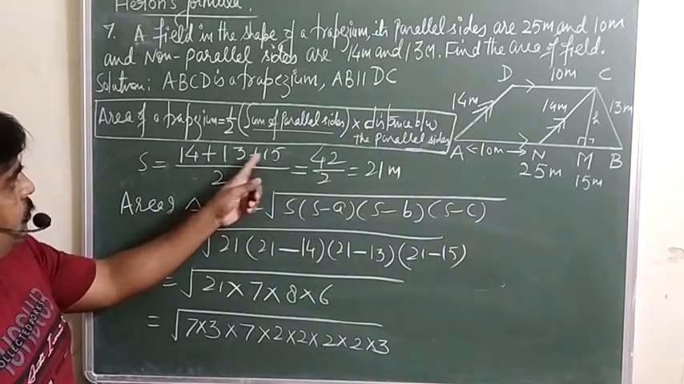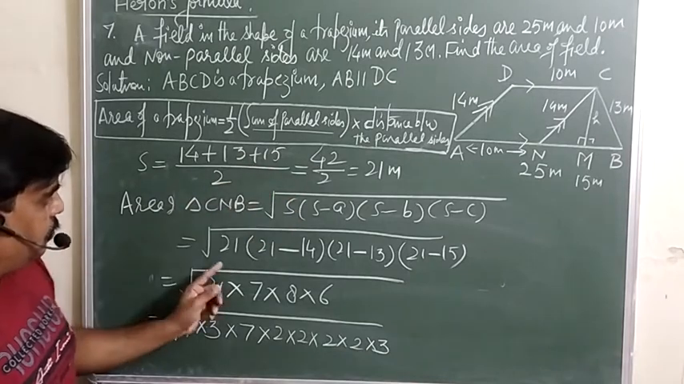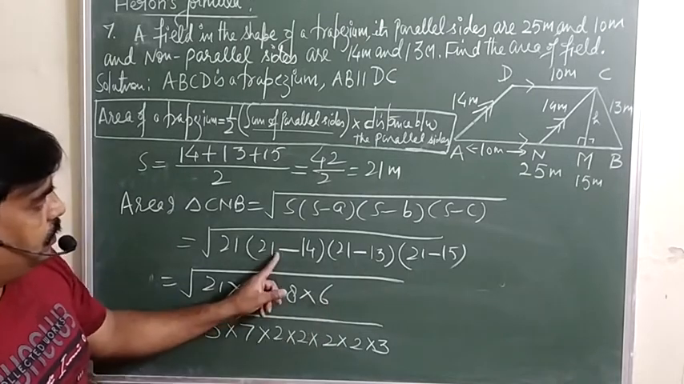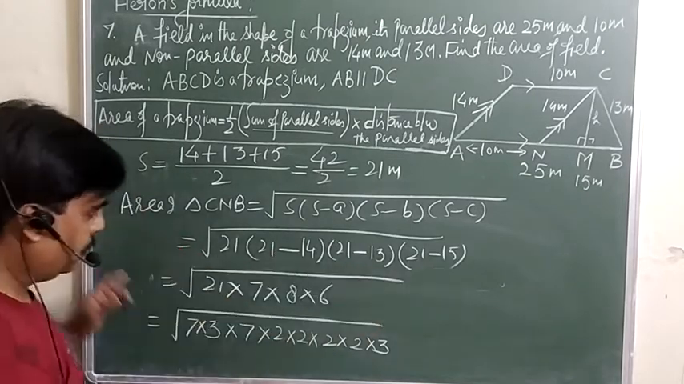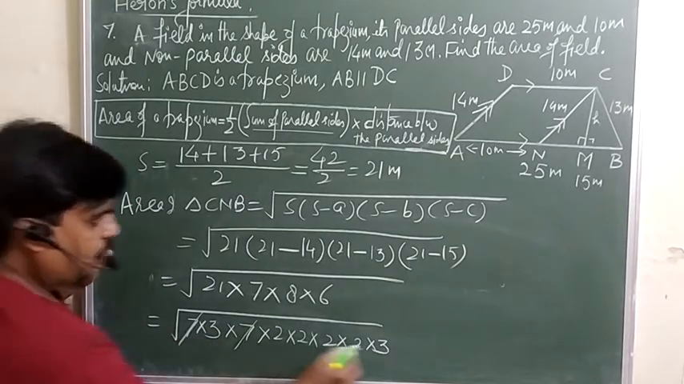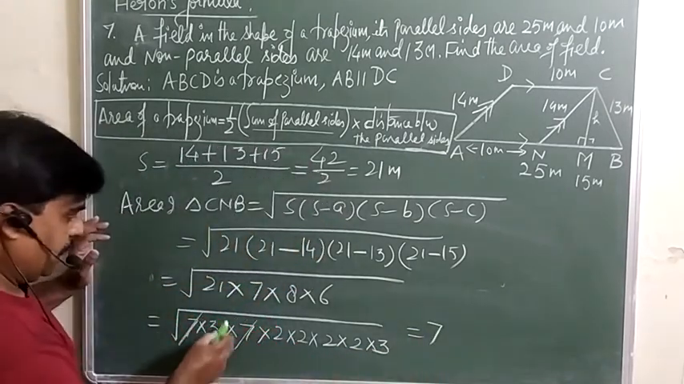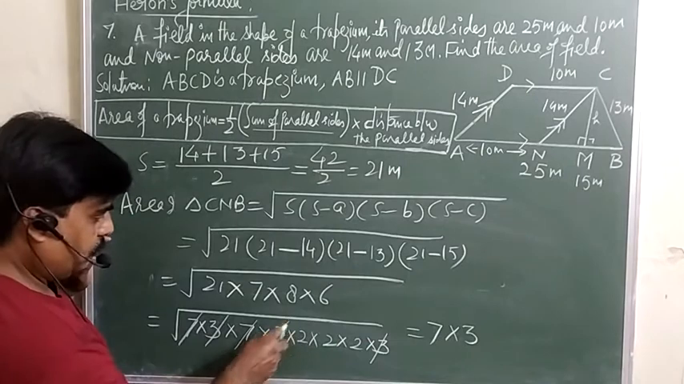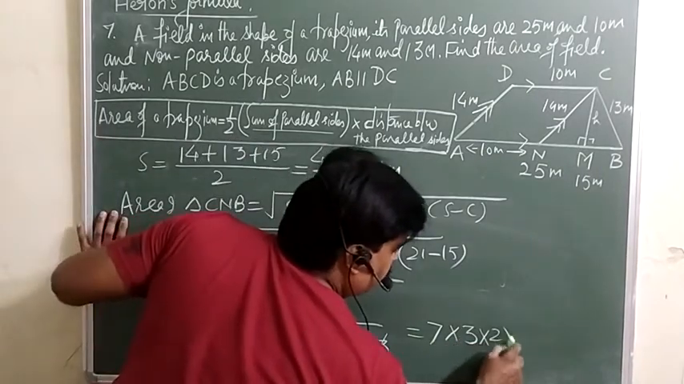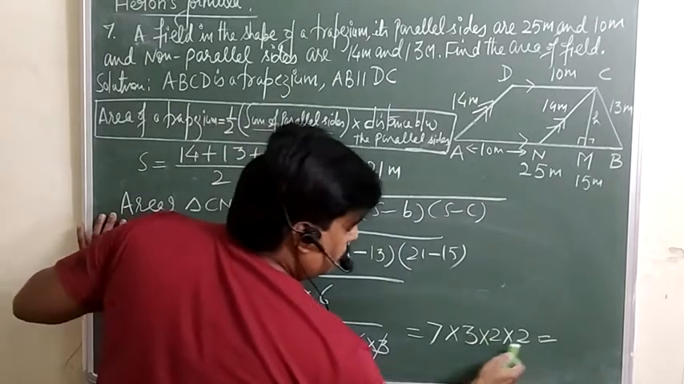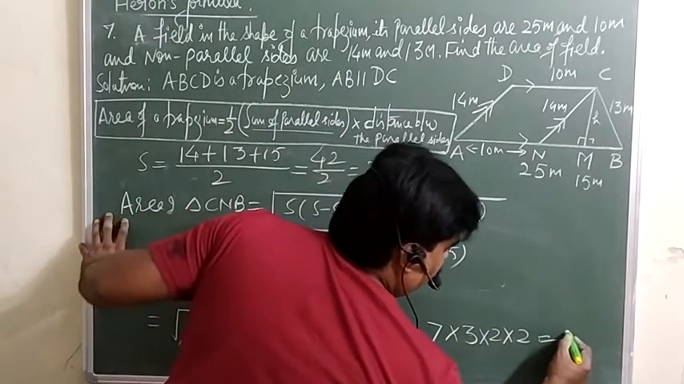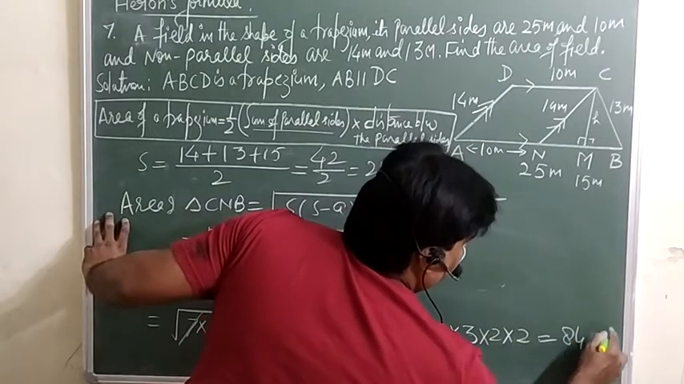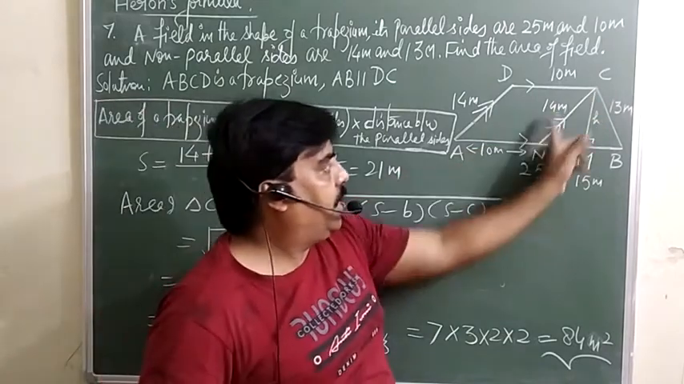So 42 over 2, 21, 21, and 21 minus, this is 7, 8 and 6, from 14, 13 and 15. So here you will get 7, one 7 you can take out, and 3, and 2 twos. So this is equal to 21 into 4, that is 84 meter square. This is the area of this triangle.